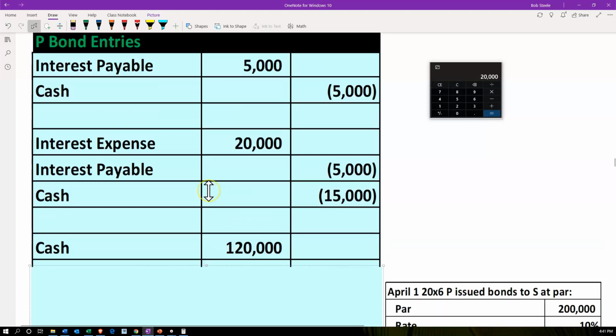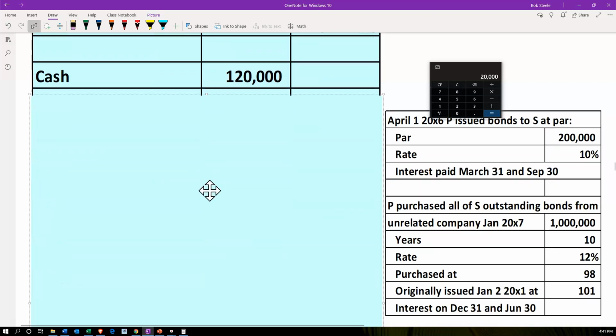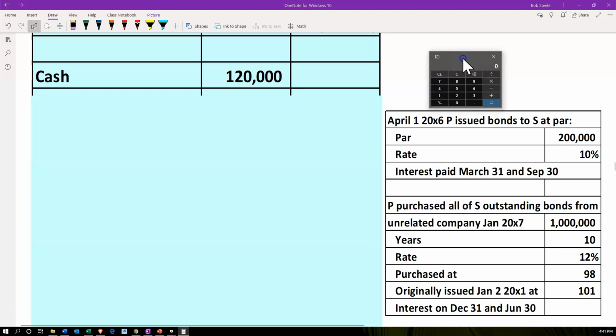So we're going to say, all right, then if we scroll on down to this item, the amount that they would receive, what we would expect to see on P's books, the one that's going to be receiving the interest on the bonds, we're going to say 1 million times the 12% is going to be 120,000.